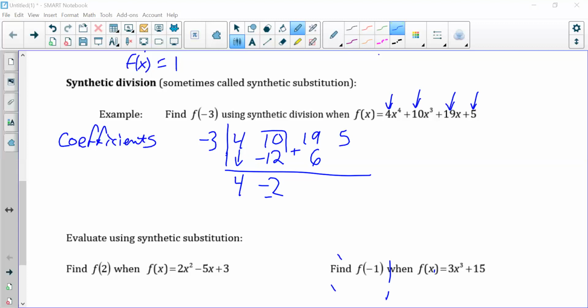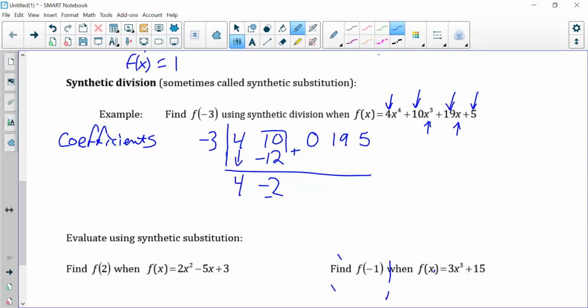So 19 plus 6 is 10. And actually, we've done something wrong. I've missed a step. Because, did you notice here that we went from x cubed to just x? I forgot to put in a space for my x squared. So let's fix that, shall we? So that would be 0, and then 19, and then 5.